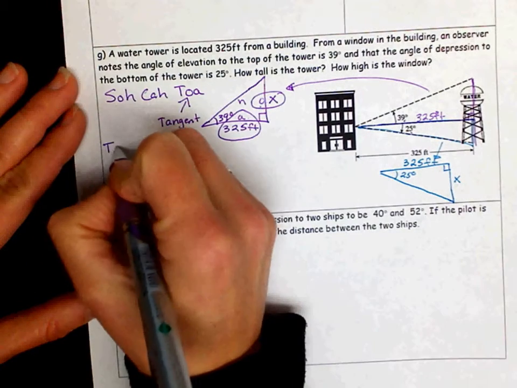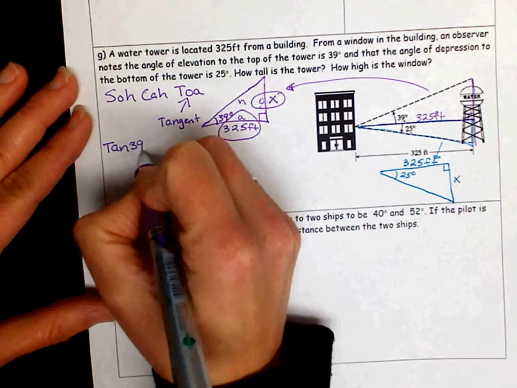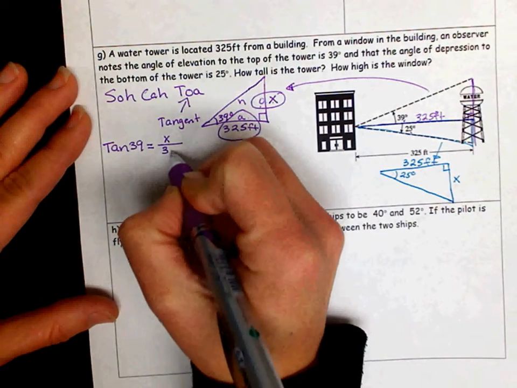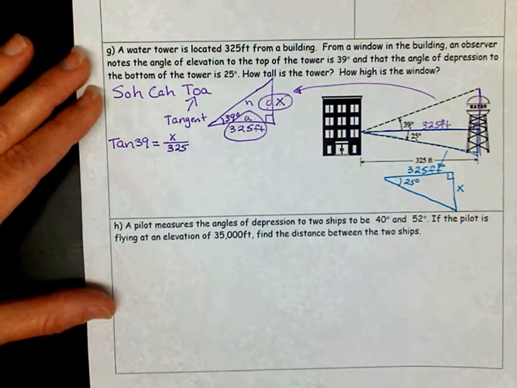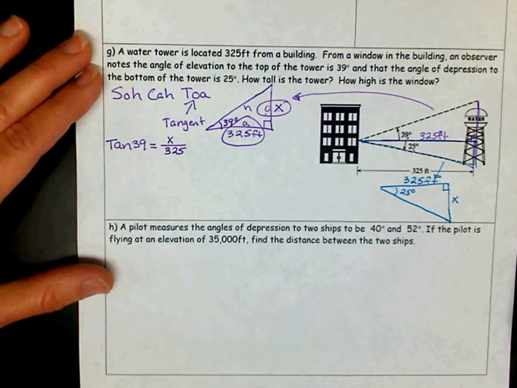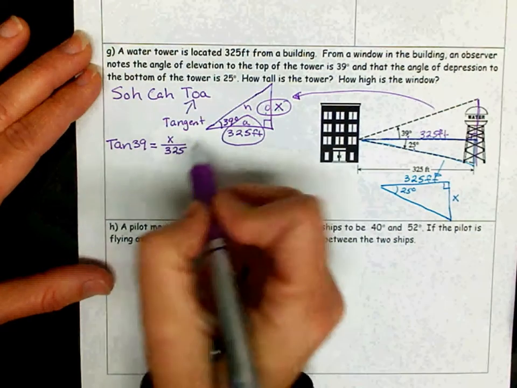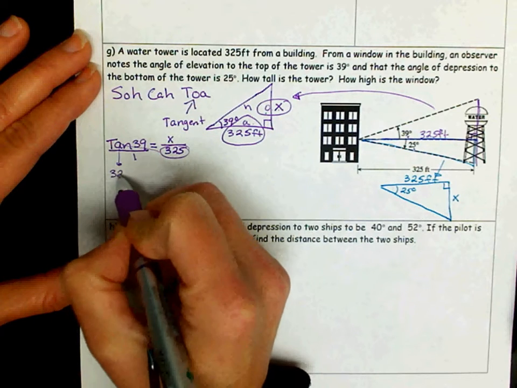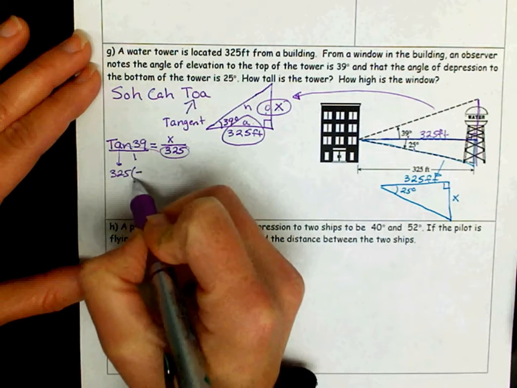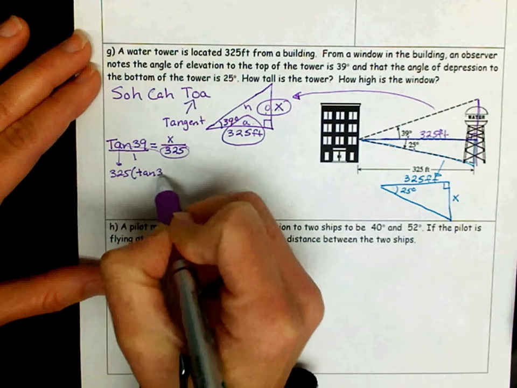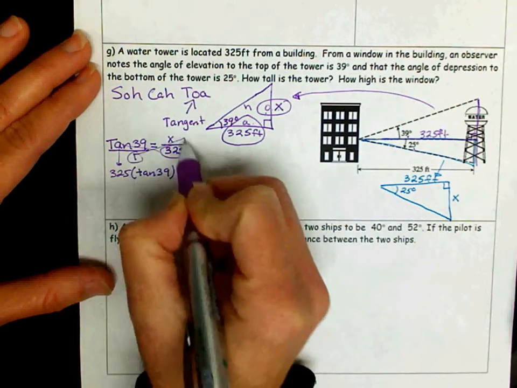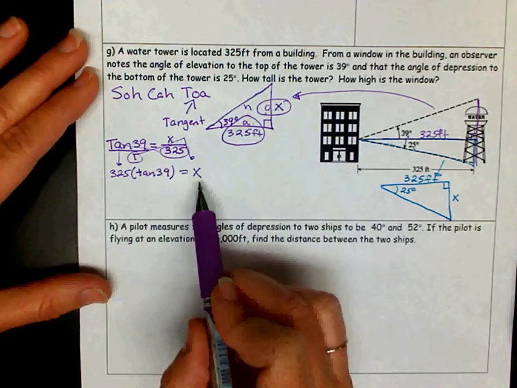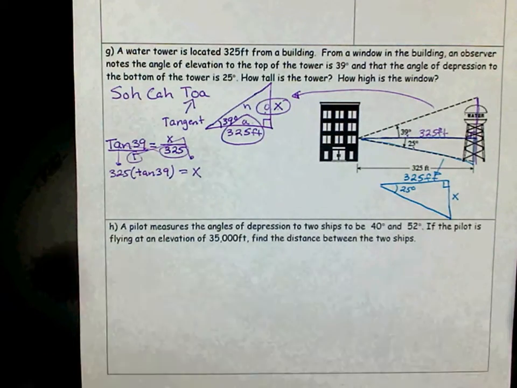So I'm going to say the tangent of 39 equals the opposite side of x over the adjacent side of 325. Okay, then I'm going to put this over 1 and cross multiply this times this and bring it down. Times tangent of 39 equals this times this and bring it down. Okay, my x is by itself, so I don't have to divide by anything. I'm just going to plug that in my calculator.